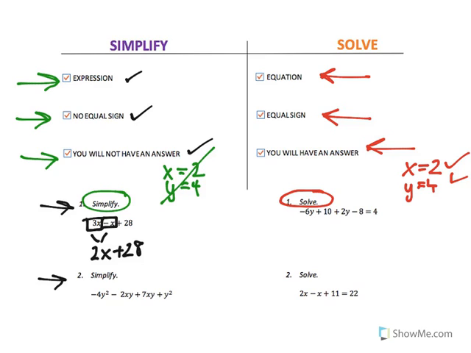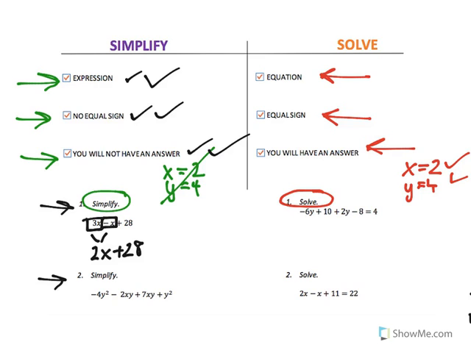Let's do the second one. It says simplify. Therefore, my answer will be an expression. It will not have an equal sign, and I will not get an answer of x equals something. So here, I need to identify the like terms. Remember that like terms are variables with the same letter and the same exponent.